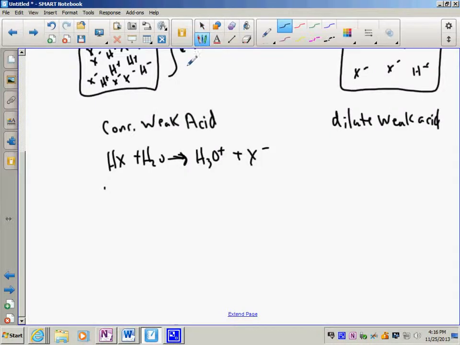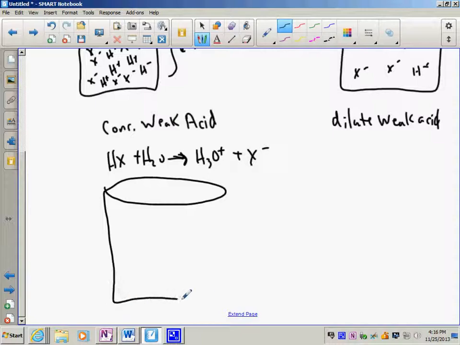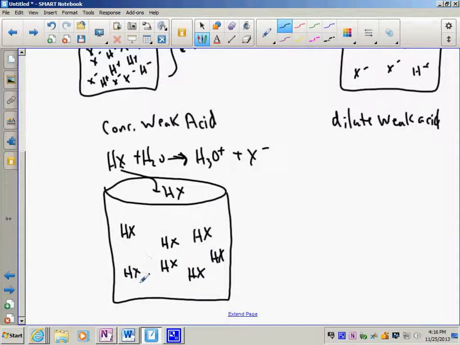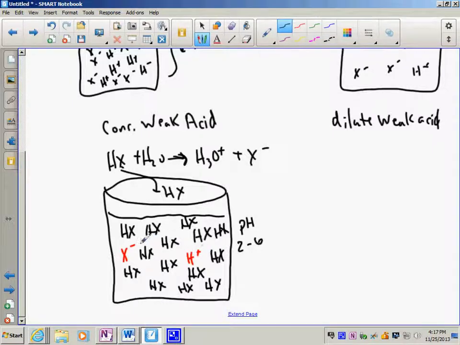So let's draw a picture out here, and we have ourselves a beaker, and as soon as I drop this HX in here, it starts to ionize, but a very small amount. Most of them stay as HX. Okay, HX, HX, HX, and it's concentrated, so we have a lot of them. Now, I would have a hard time drawing proportionally the number of these that would be here for every one that might flip over to an X negative and an H plus. I could keep drawing as many of these in here as I can, and that would be getting closer and closer to the right proportion. In this case, we would expect a pH range of somewhere between 2 and 6, because I just don't have many H pluses around.